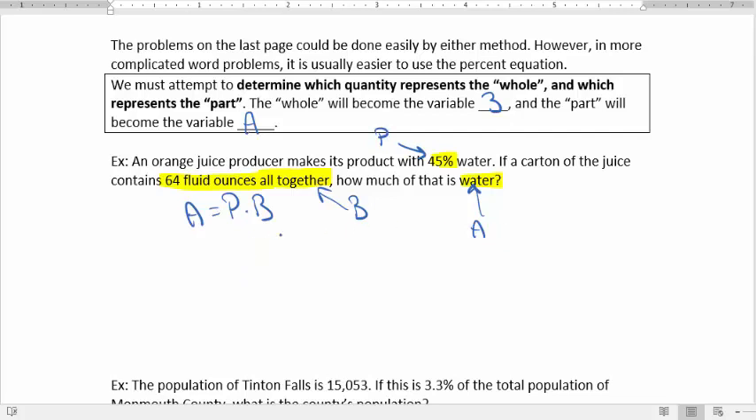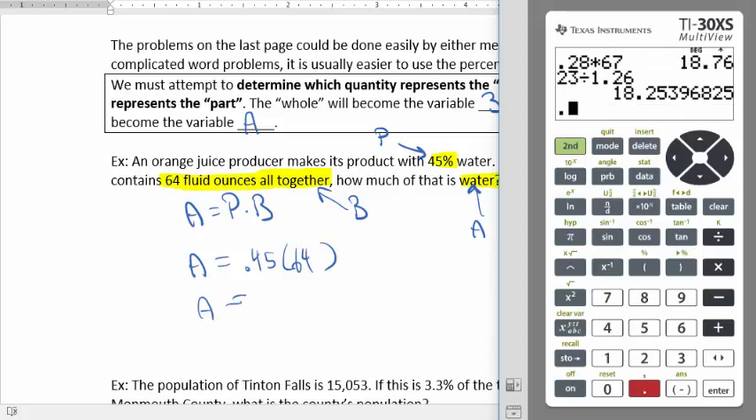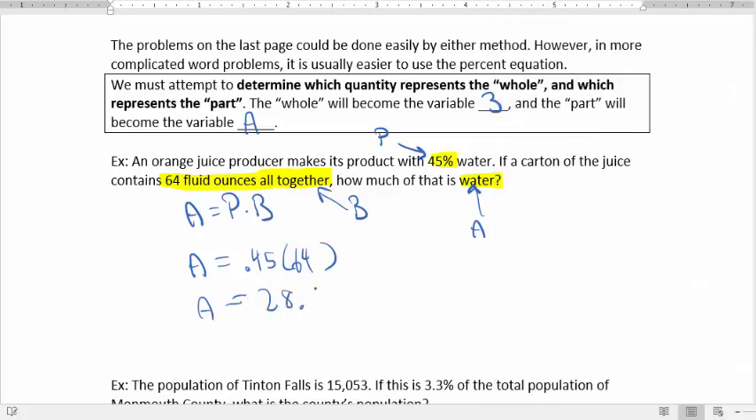So in this case, now we have a equals p times b. A is the unknown, so just leave that as a. The p I'm going to replace with 0.45, and the b I'm going to replace with 64. So I would just do 0.45 times 64. That's 28.8. So this is 28.8 fluid ounces of water. So that would be how much water is in that carton.